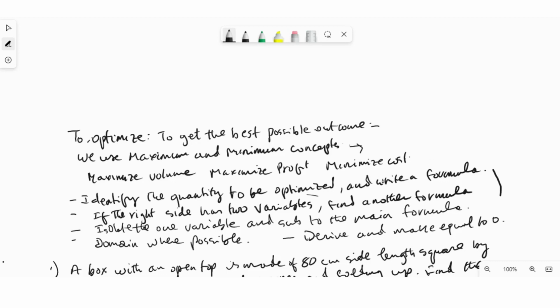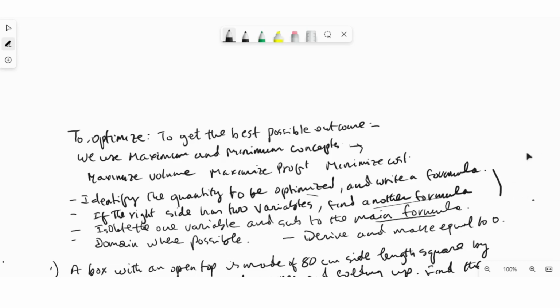The steps we follow will be: we identify first the quantity to be optimized and write a formula for it. If the right side in the formula has two variables, I have to find another formula and then isolate one variable in terms of the other one. Then I substitute into the main formula. I find the domain and range where possible. Then we do the derivative and we follow the concepts of maximum and minimum.